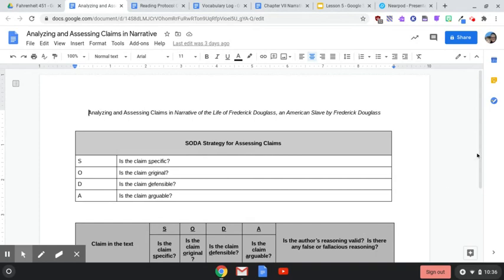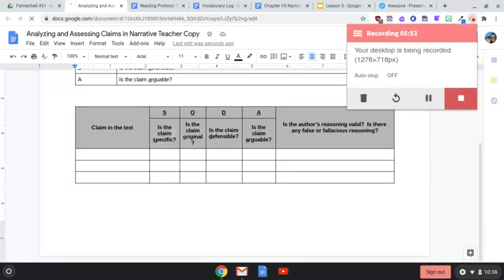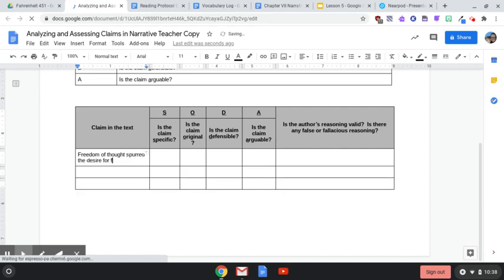So now we're going to look at the first claim and determine if it meets the SOTA criteria. Our first claim that we created or found was one that was not explicitly stated in the text. And that claim is freedom of thought spurred the desire for freedom from slavery.